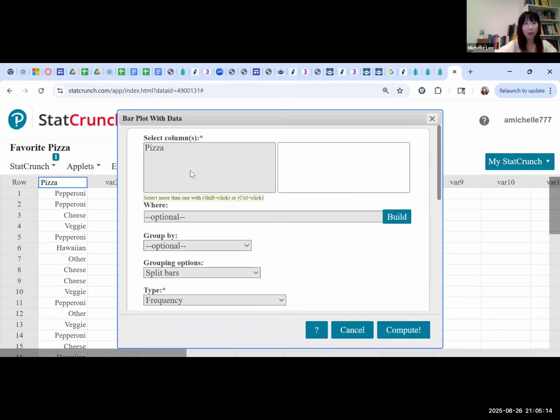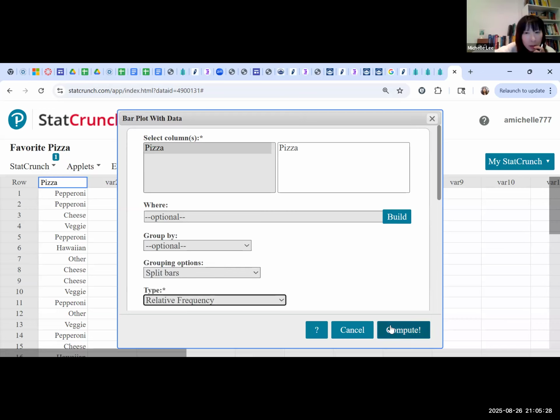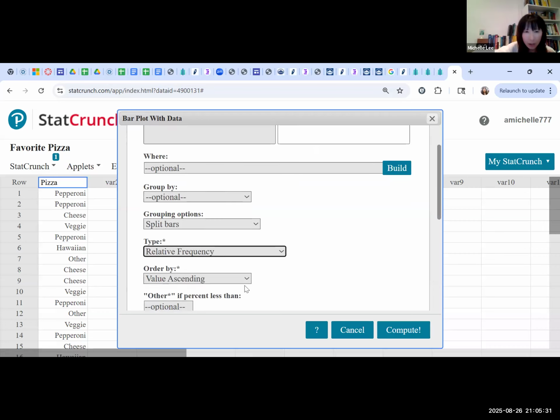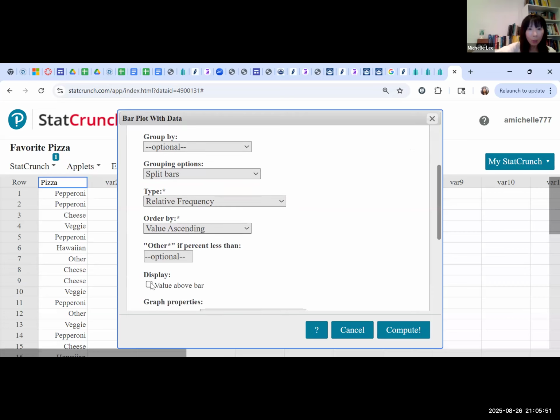Okay, pizza. Now, type: frequency table. So we want to change to relative frequency. And then value is better, right? So you can just change around. Value descending, value ascending. Ascending means getting bigger, right? Descending means getting smaller. Here is count ascending, count descending. You can play around. And then value above bar, so compute.